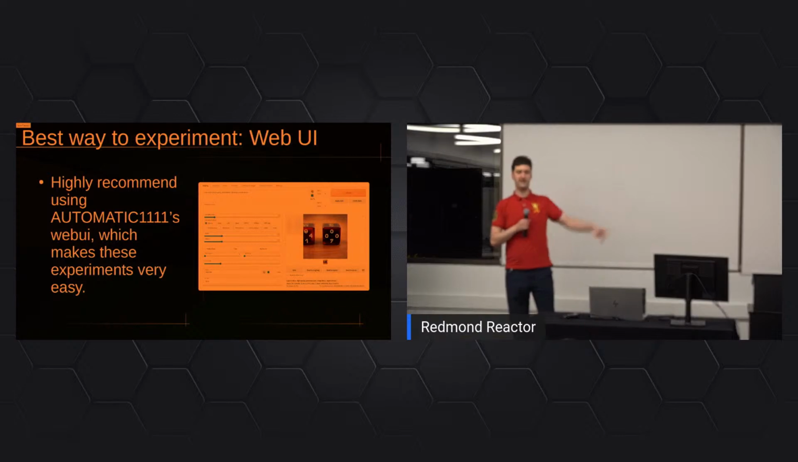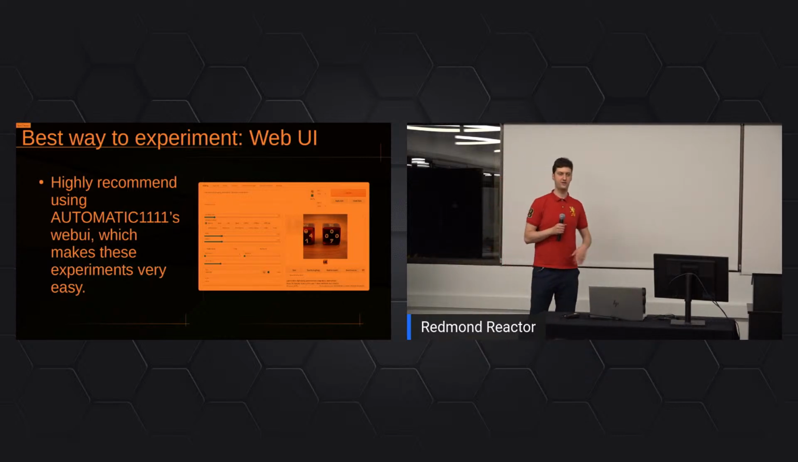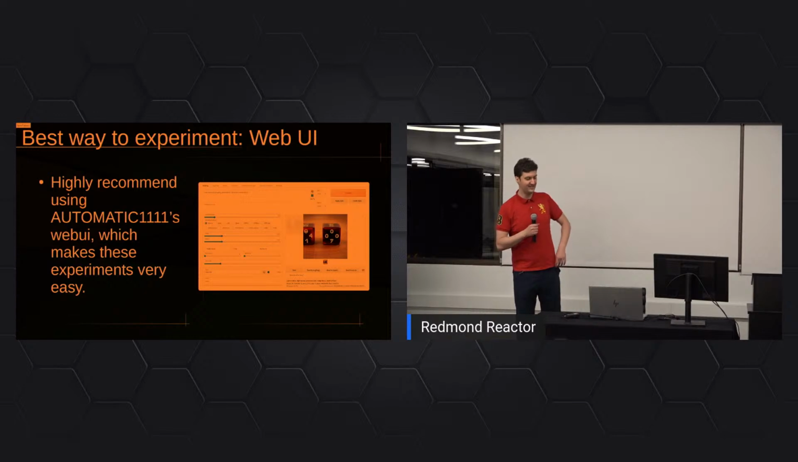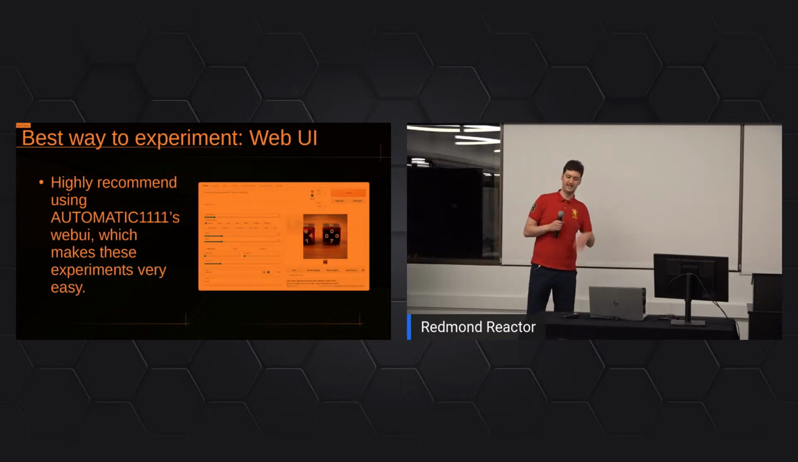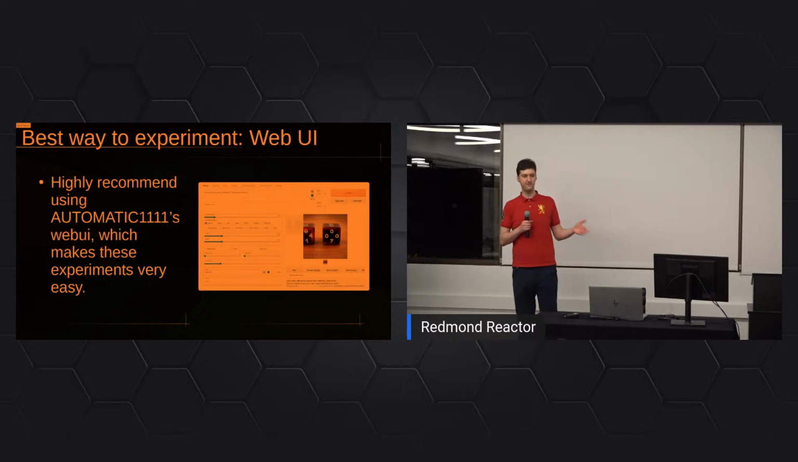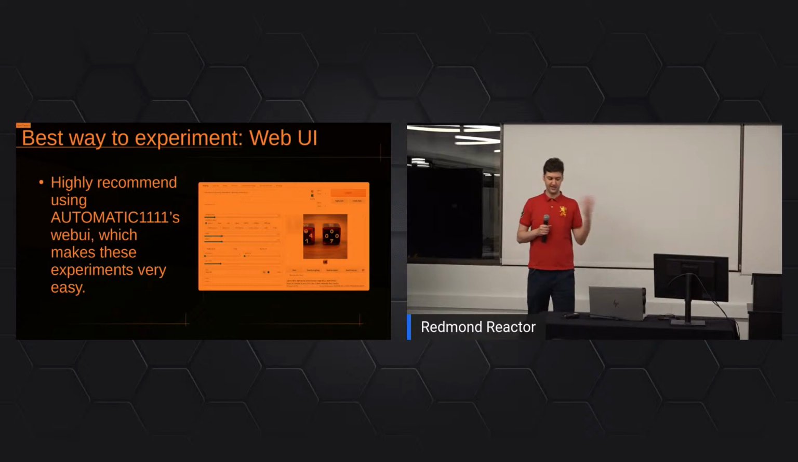First, though, one of the best ways to experiment with this is Automatic 1111's web UI, which allows you to work with the latest, well, not the latest actually, but the next close to latest Stable Diffusion model, as well as all of these complicated techniques, different sampling methods, all sorts of really useful stuff.